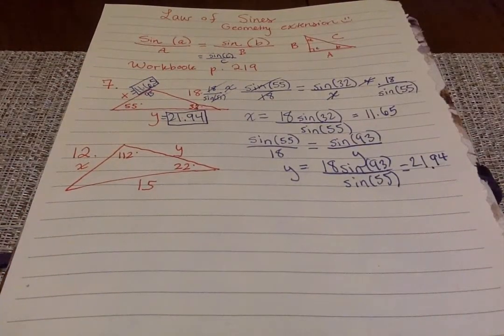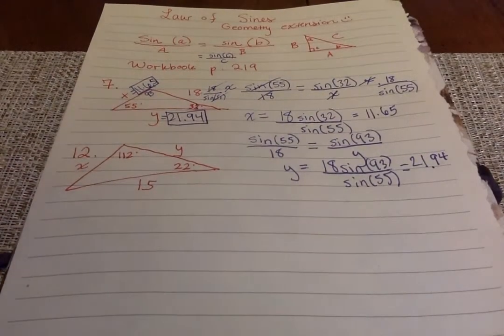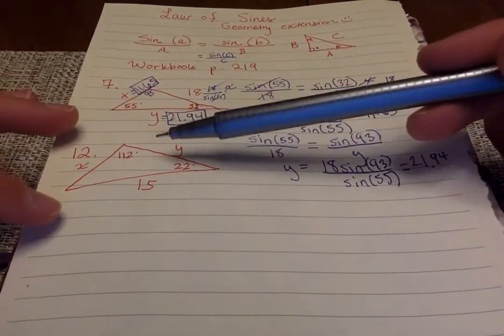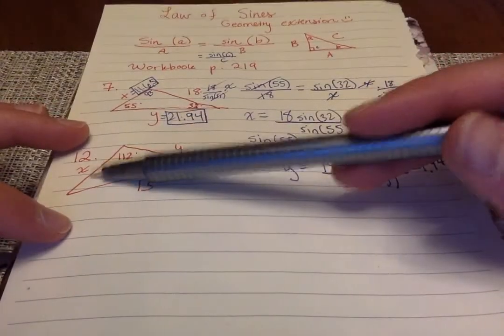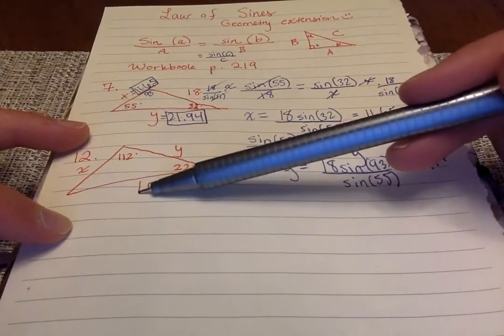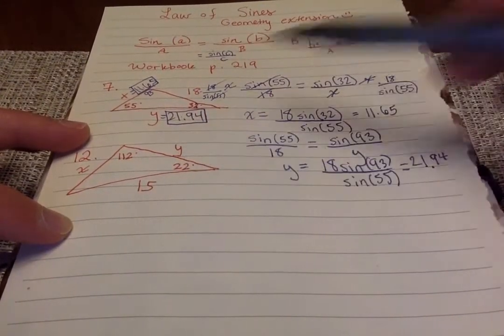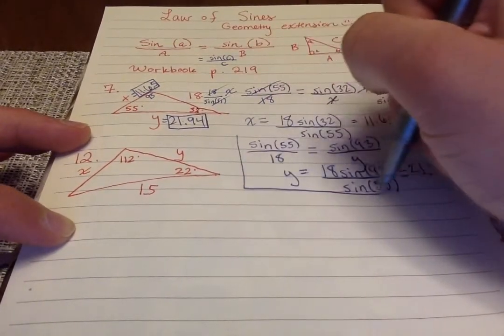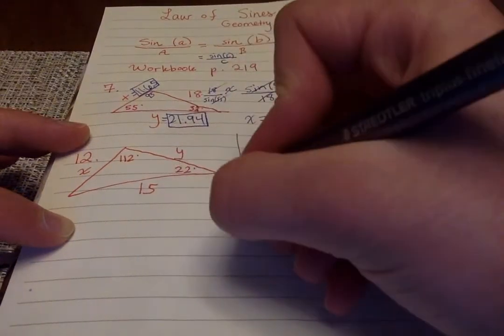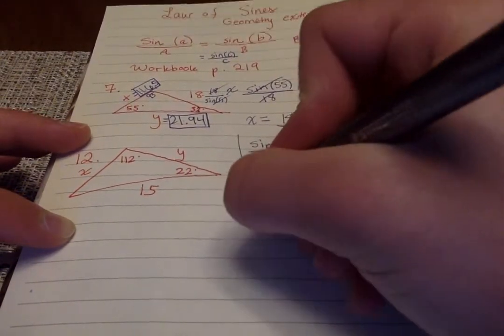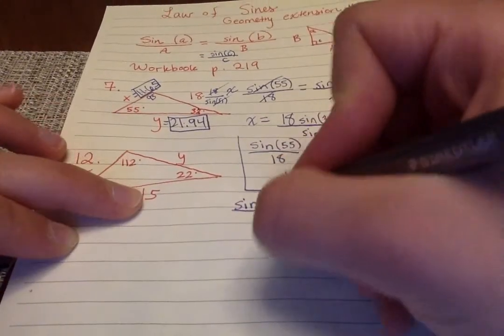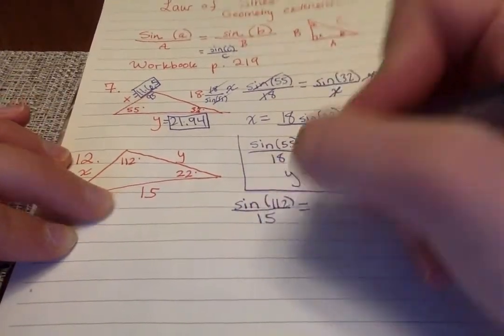All right, let's do one more, and then I'm going to set you free to work on the workbook problems. So for this one, we know we have 22 and x, and we have 112 and 15. So let's start with those two. Let's leave y for last. So we can say sine of what we know, 112, all over the side across from it, 15.